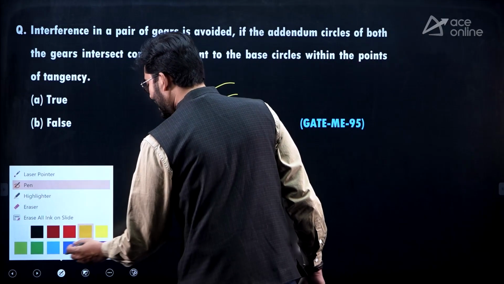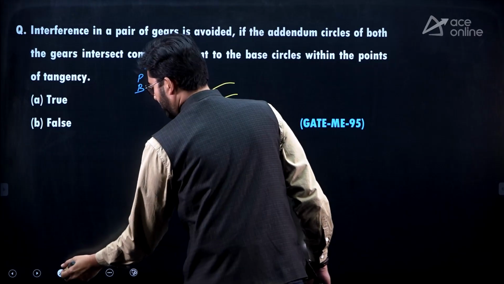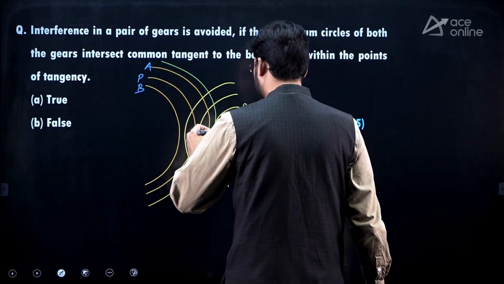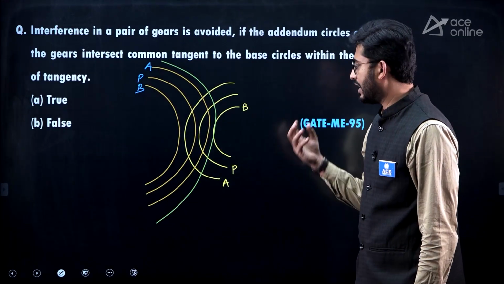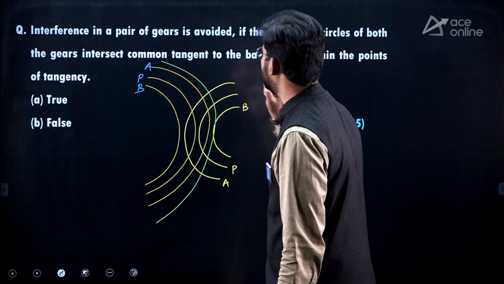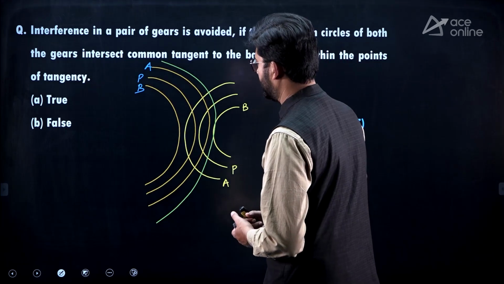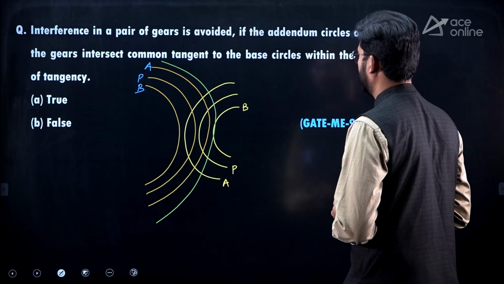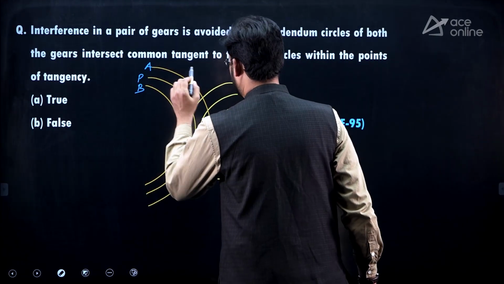And if I increase the addendum radius, this is addendum, pitch circle and base circle. If I increase the addendum radius, that is if it is increased and it is touching the base circle, so it is more likely to cause interference, and that's when the non-conjugate action happens. So interference can be avoided if the addendum of both gears intersects common tangent on the base circle. That is, common tangent of both the circles, it should be intersecting.